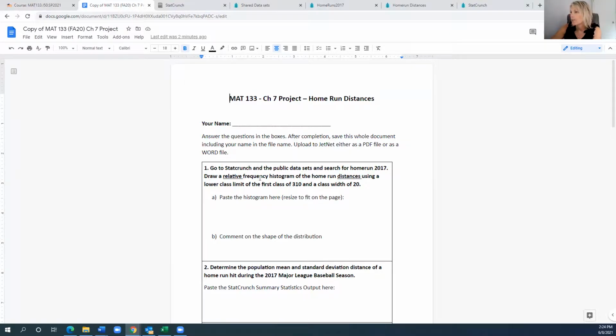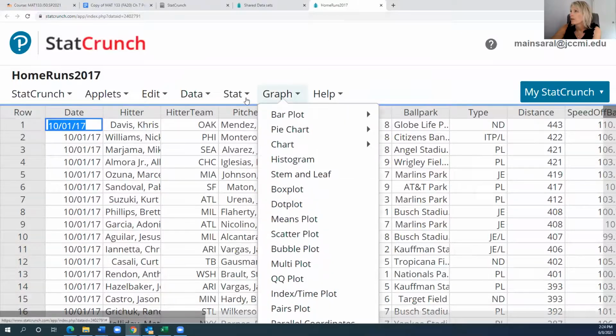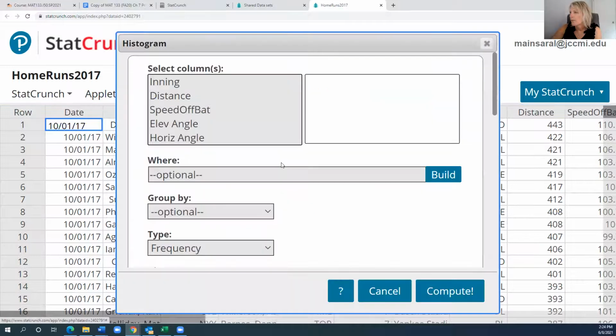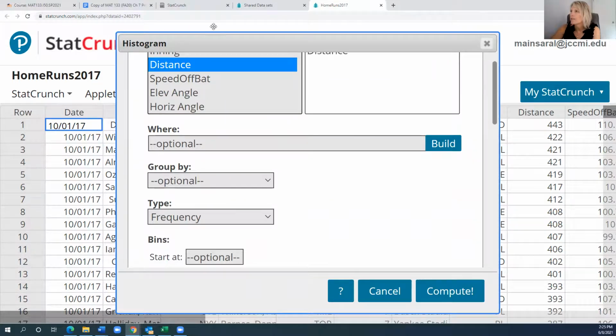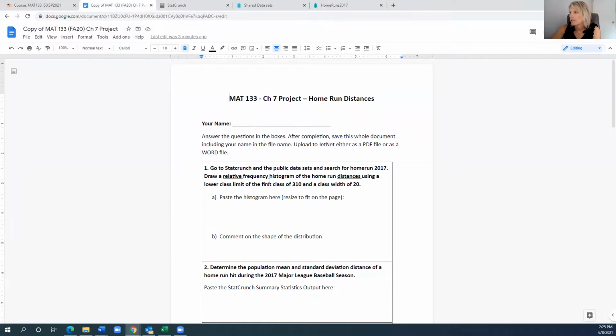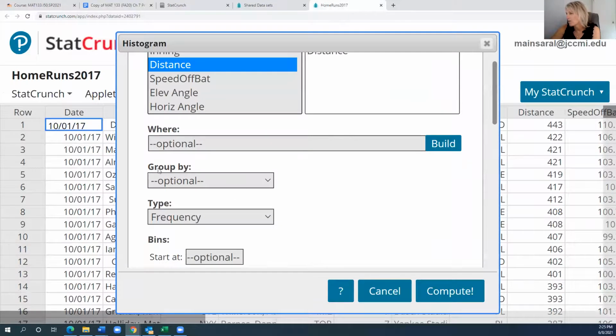So a relative frequency histogram. In here, you're going to go to histogram, and you're going to choose on distance, because they want on distance, and they want a relative frequency. So you're going to go down here under type, and you're going to click on relative frequency and hit compute.